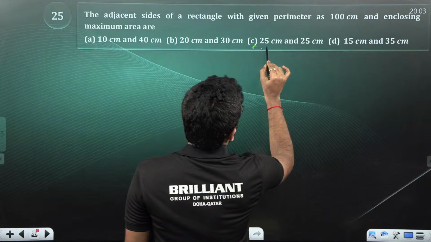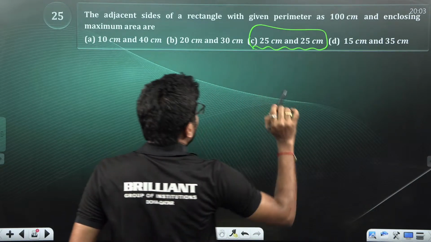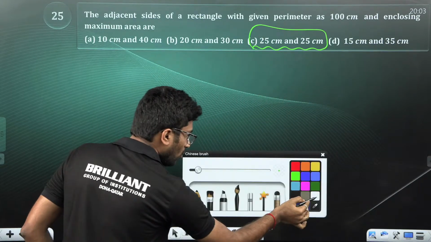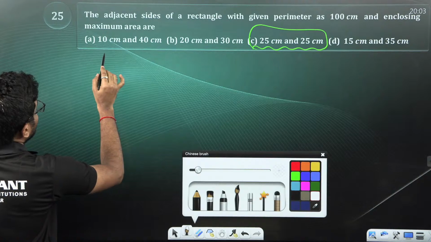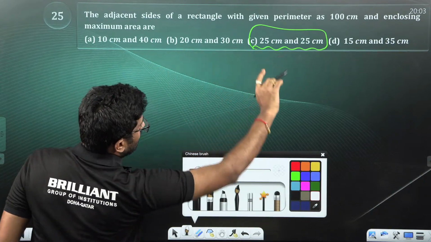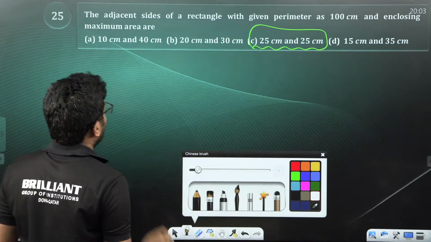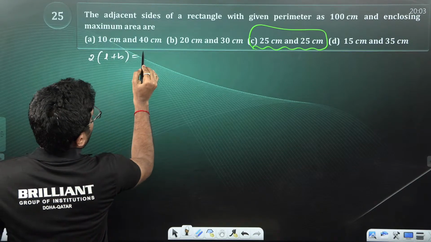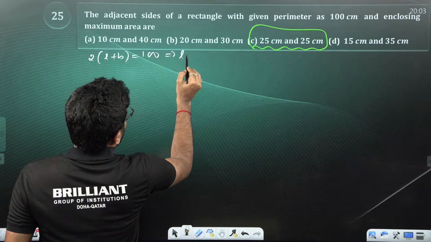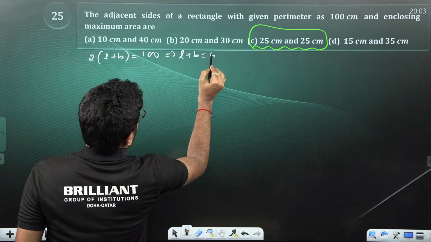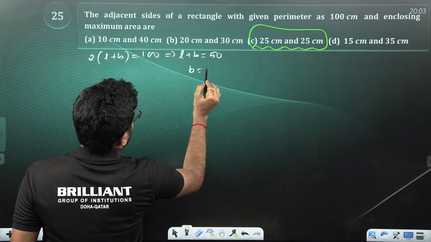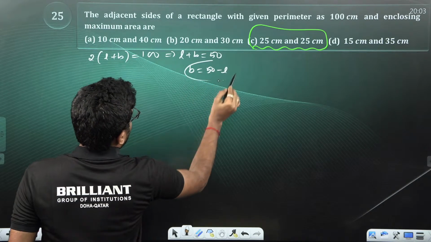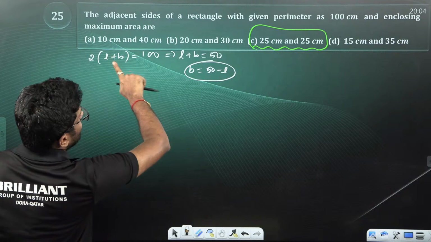Option C, 25 and 25. If you wish to do it, look here. Let the length be L and breadth be B. So 2 times (L plus B) is equal to 100. So L plus B is equal to 50. Now we can write B is equal to 50 minus L. Now what is the area? Area function.